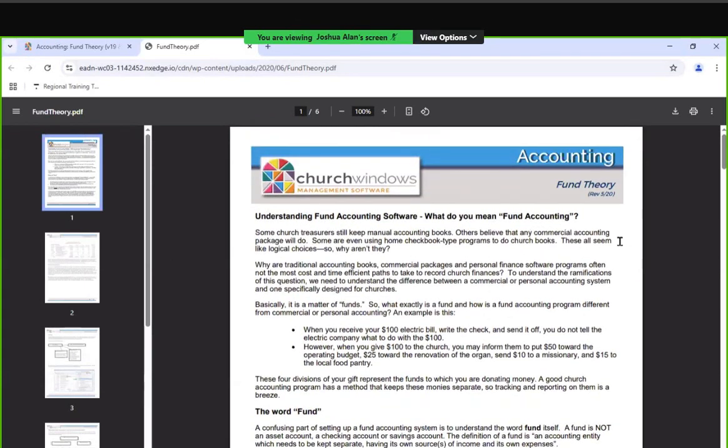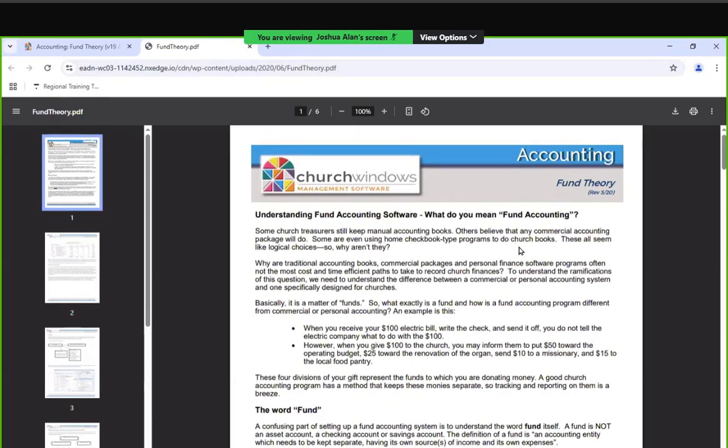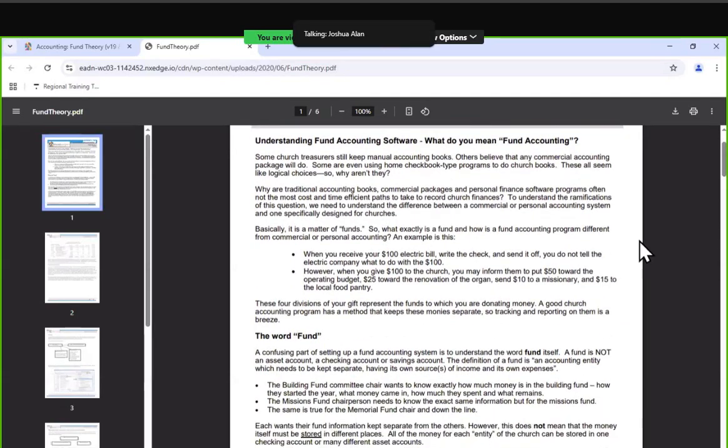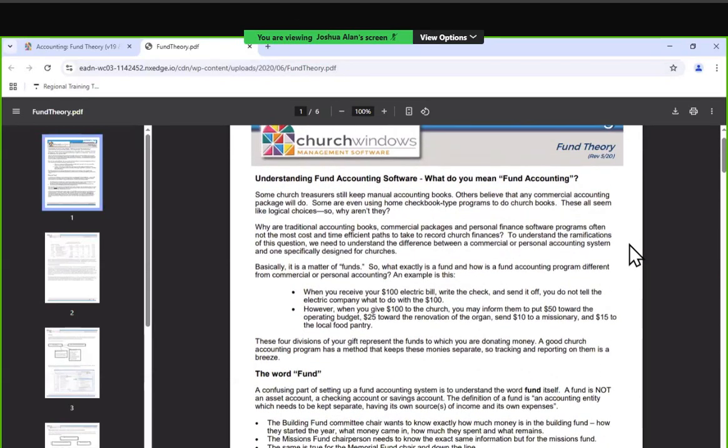understanding fund accounting software. What do you mean, fund accounting? And so this document, in the course of 6 pages, it's a 6-page document, really goes through and explains very nicely what funds do or fund accounting is, okay?